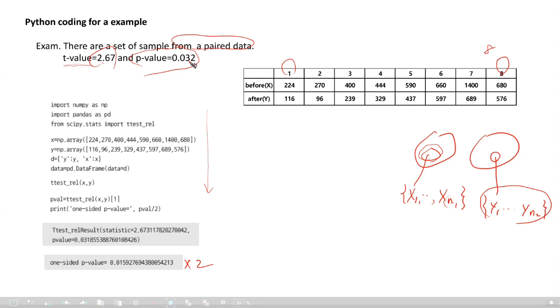So it is a different case depending upon your purpose. What do you want? Do you want to compare two independent groups, or do you want to compare a paired data case?